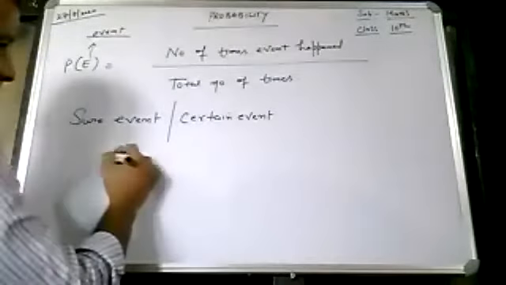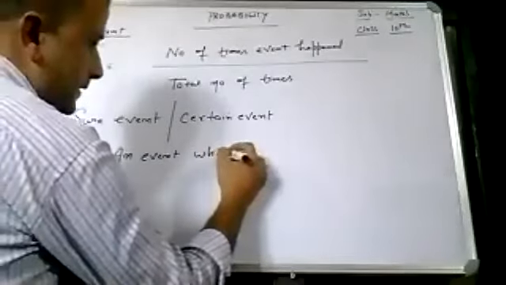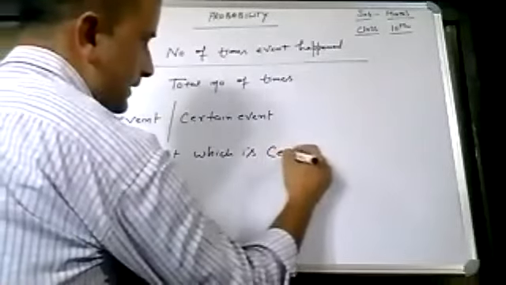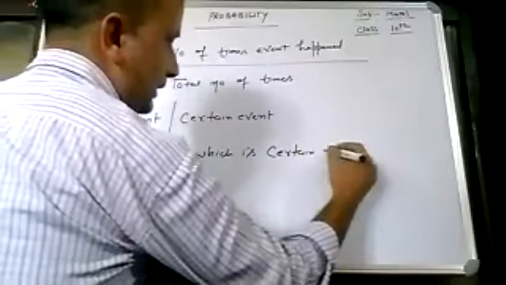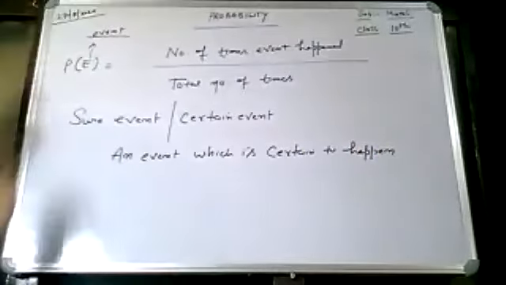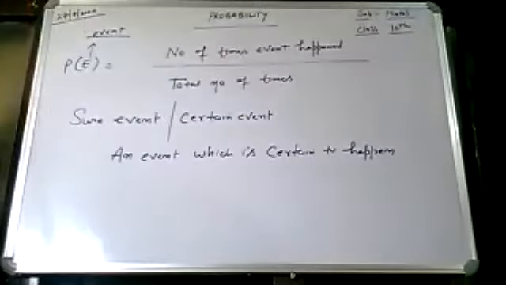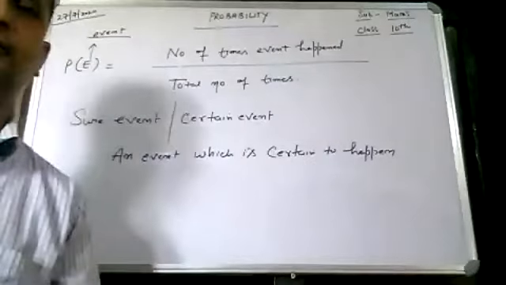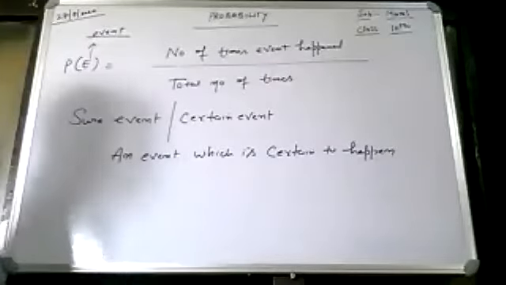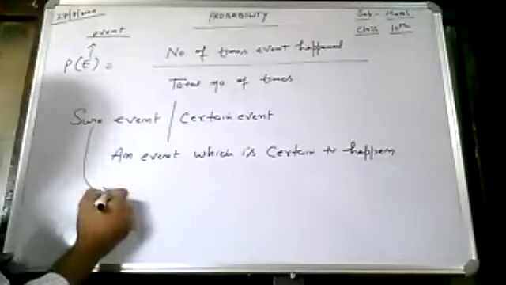An event which is certain to happen. Clear? It is sure that the event will happen. That is called a sure event or a certain event. For example, class, every day is followed by night. Clear? This is a sure event, a certain event. Okay? So the probability of a sure event is always 1.